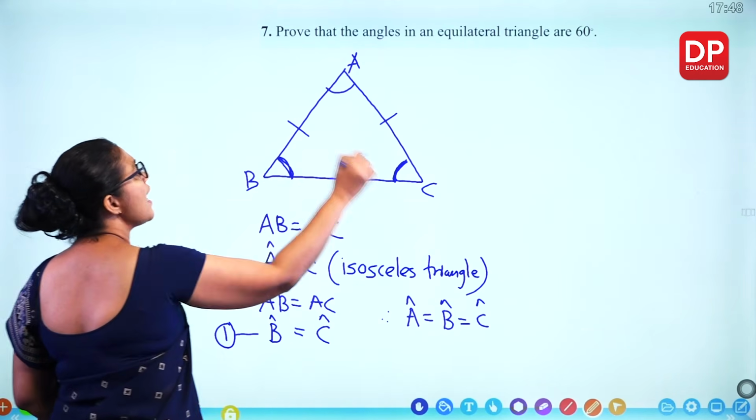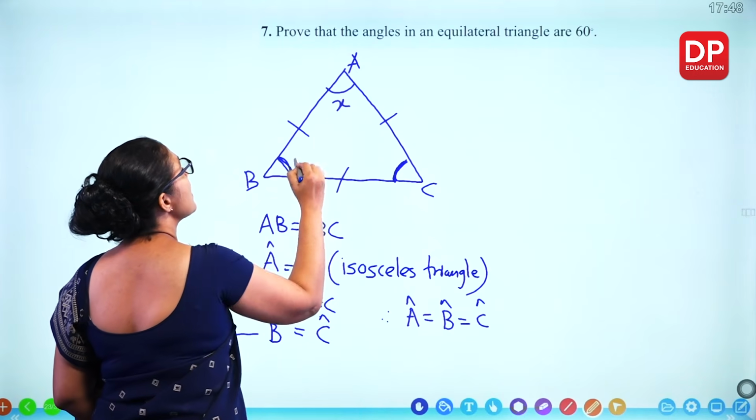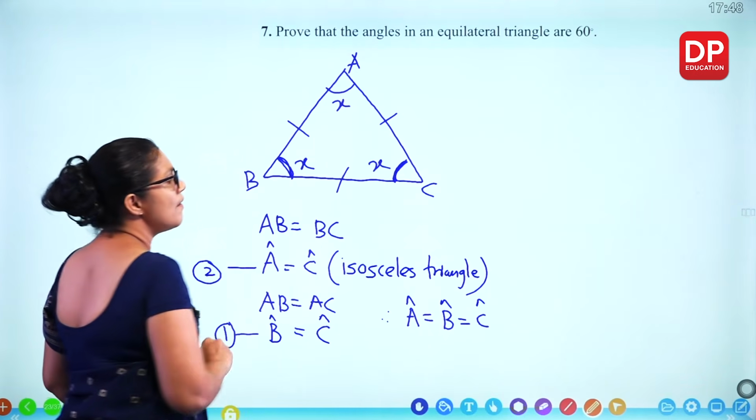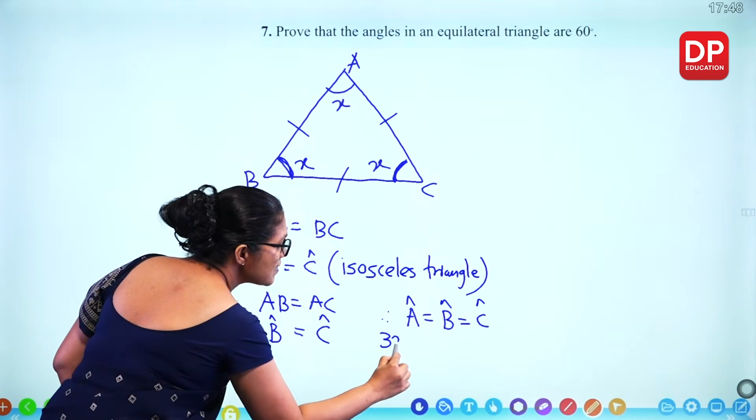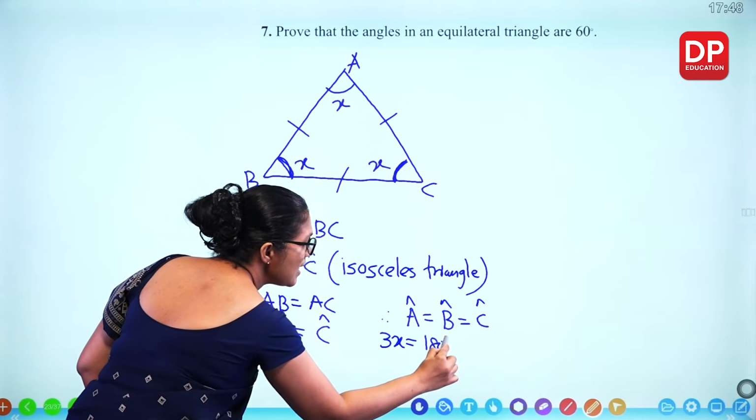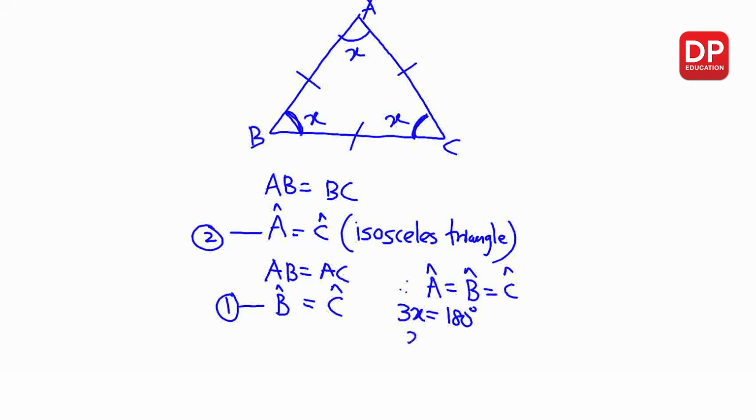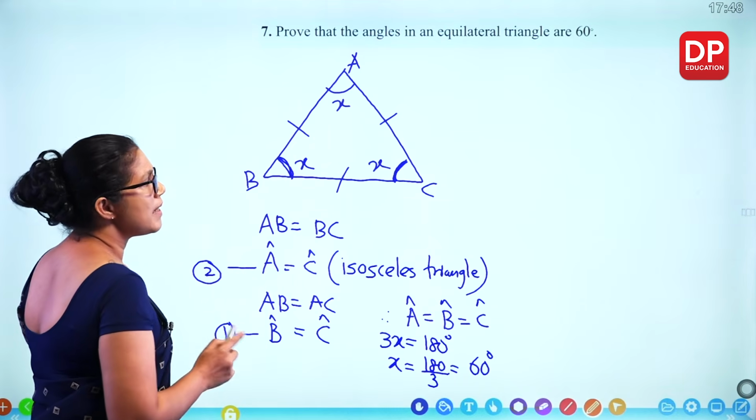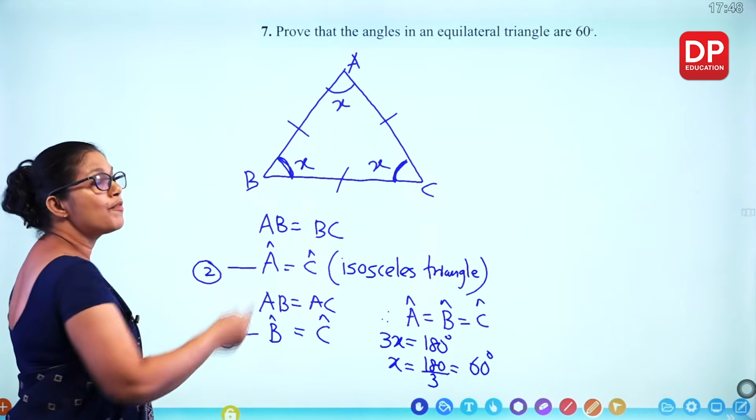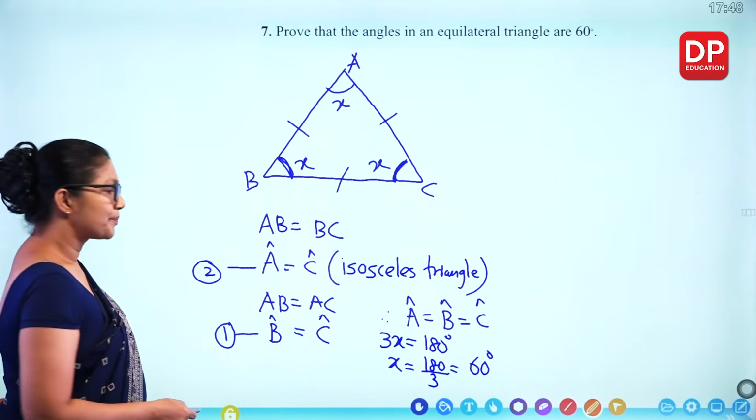If all three angles are equal, we'll put X here. We can say 3x is equal to 180, because the angle sum of a triangle is 180. So what is x? 180 divided by 3. So you get 60 degrees. So what is x? X means one angle of ABC triangle.